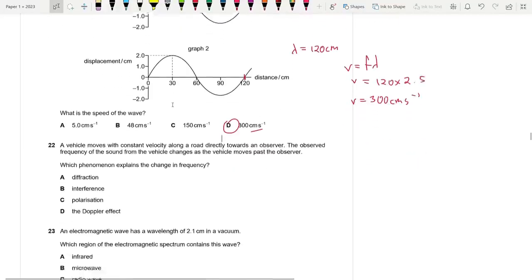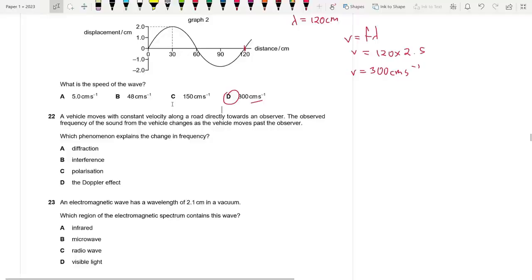Great. 22. Honestly, I find this variant much easier than variant 1.1. Okay. A vehicle moves with constant velocity along a road directly towards an observer. So this is the observer. The vehicle is moving towards him or her. The observed frequency of the sound from the vehicle changes as the vehicle moves past the observer.